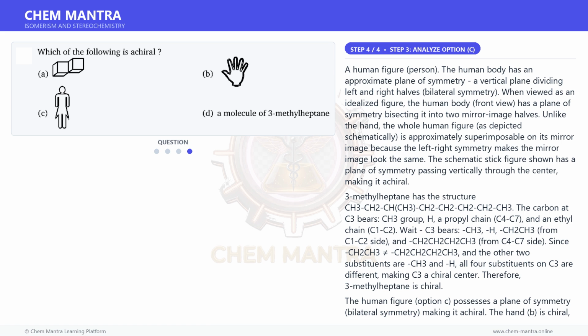Therefore, 3-methylheptane is chiral. The human figure, option C, possesses a plane of symmetry, bilateral symmetry, making it achiral. The hand, B, is chiral. 3-methylheptane, D, has a chiral center and the two-cube shape, A, could be considered less symmetric than the human figure in this context. The idealized human figure has clear bilateral plane of symmetry and is the best example of an achiral object among the choices.